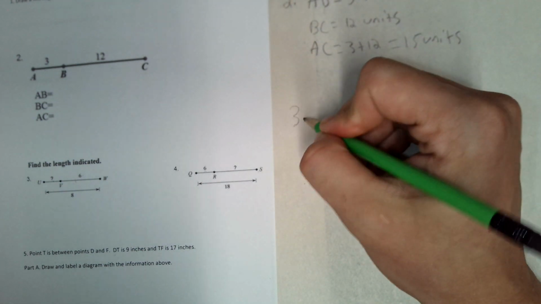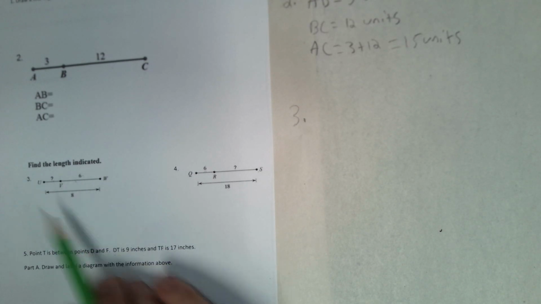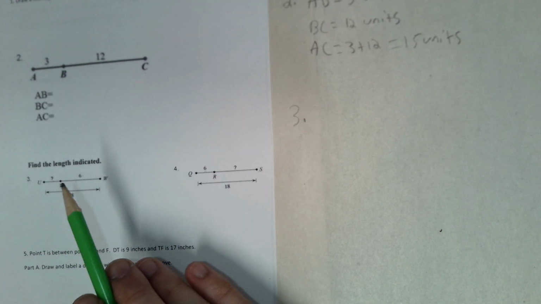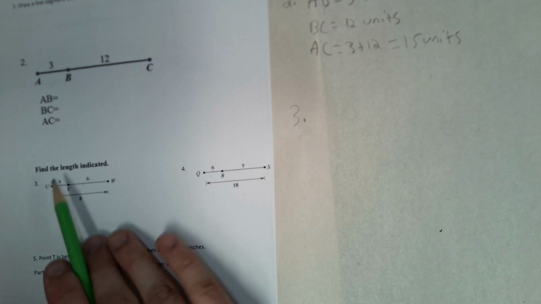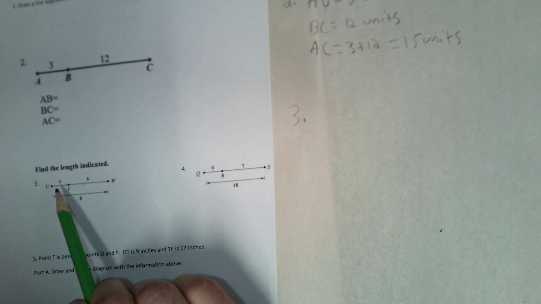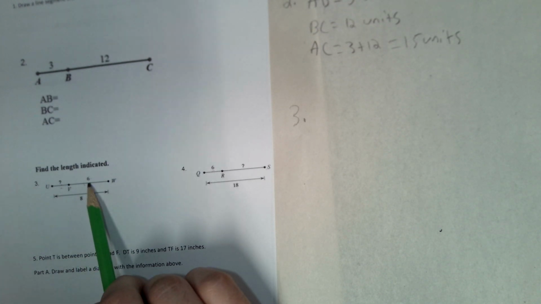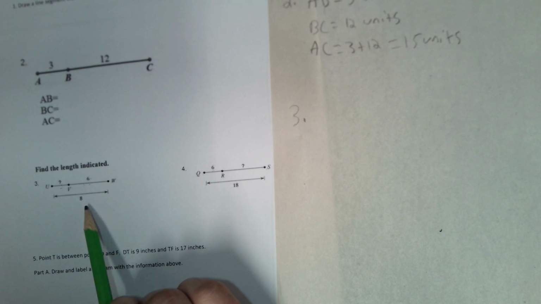Okay, now if you're back, number 3. Again, you don't have to redraw the picture because you have the picture. If you want to redraw it, please feel free. We have: find the length indicated. So I'm trying to find this question mark right here. And this is a piece of the line. I know the other piece is 6, and the whole thing is 8.